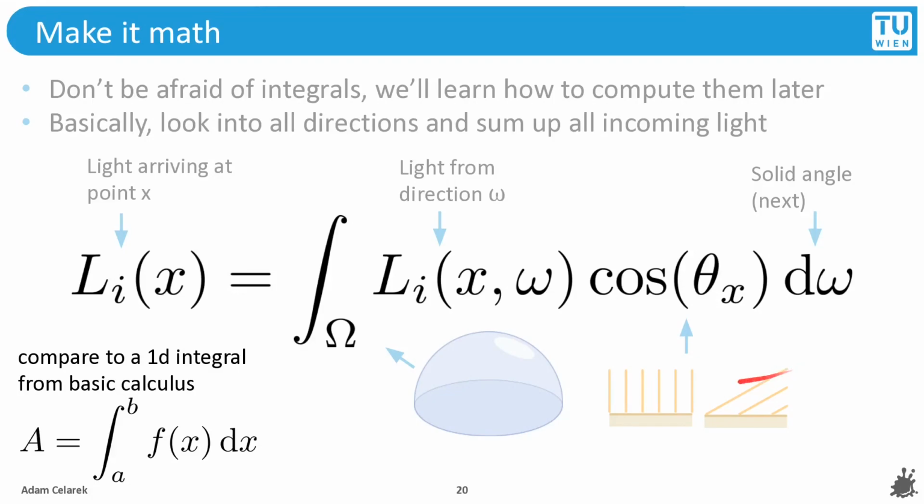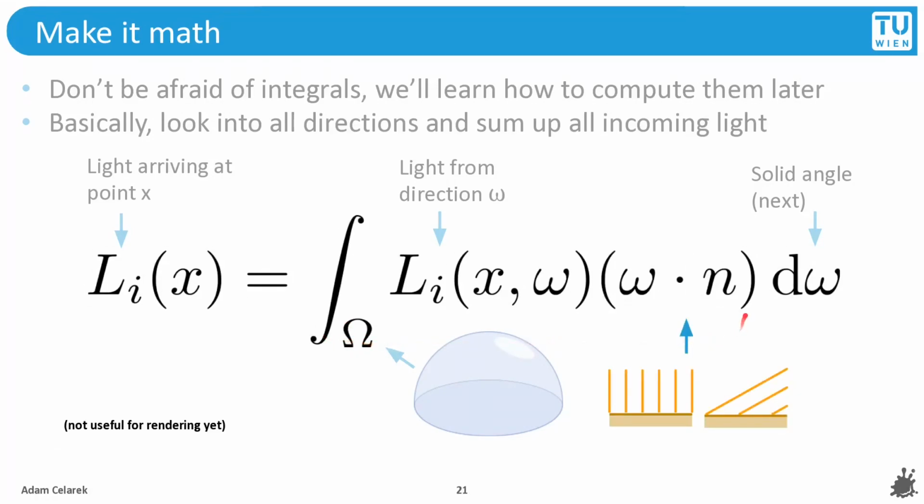Compare this to a traditional 1D integral from basic calculus. We have the differential, which in the traditional case is dx, in our case it's d omega, and we have the domain. In 1D this stretches from A to B, while in our integral this is the hemisphere, denoted here by the large omega. And as we said before, usually the cosinus rule is computed using the dot product.